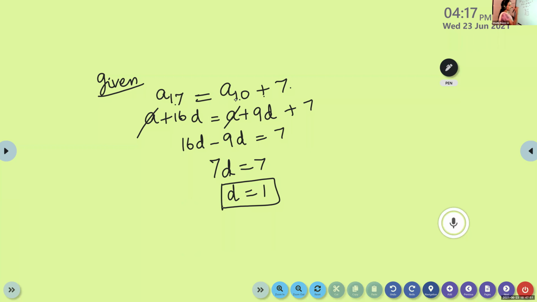Can we cancel A on both sides? Yes, if we take plus A to the other side, it will become minus A, so it will get cancelled. So 16D minus 9D is equal to 7. So we get 7D is equal to 7. From here, we are getting the value of D as 1. The value of D is 1.